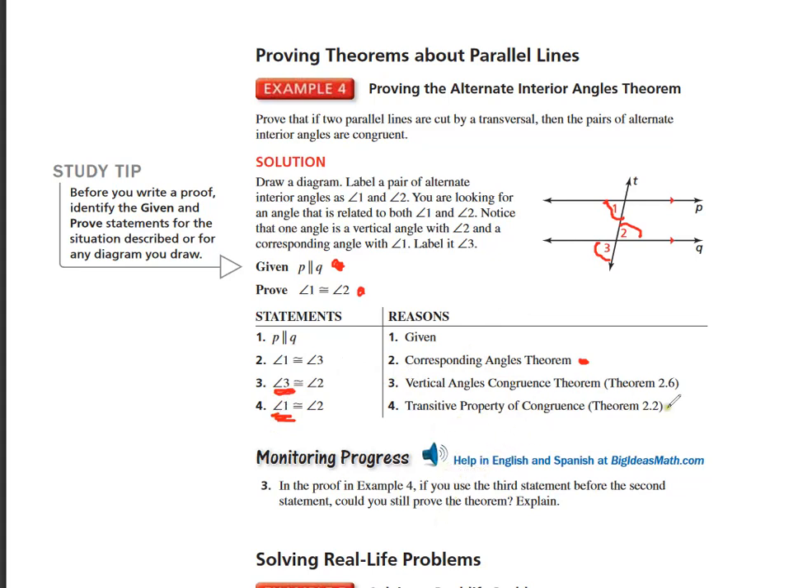They took where angle 3 was, and they put angle 1. Yeah, transitive property of congruence just means if two things are congruent to a third thing, they're congruent to each other, whatever the things are. Their angles, their line segments, whatever the thing is, if they're congruent to a third thing, they're congruent to each other. All right.